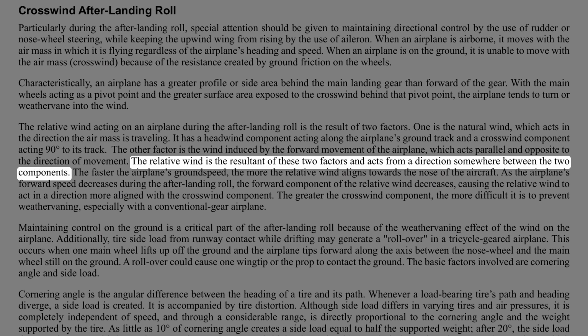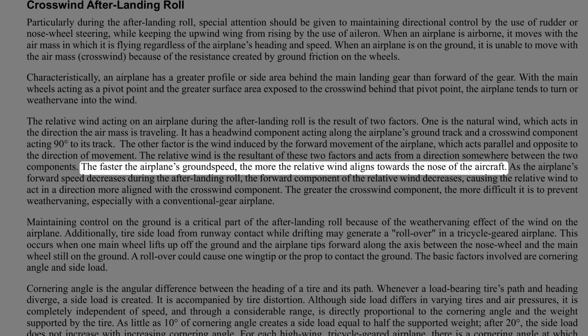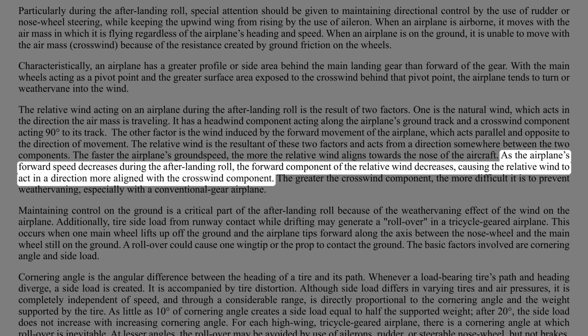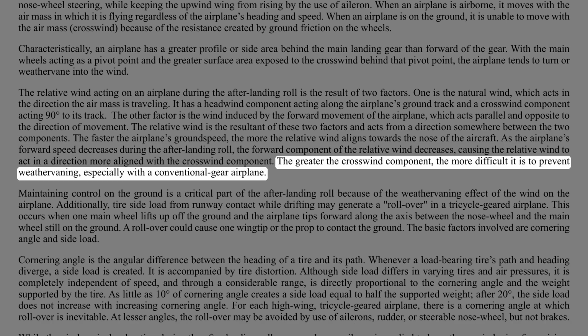The relative wind is the resultant of these two factors and acts from a direction somewhere between the two components. The faster the airplane's ground speed, the more the relative wind aligns towards the nose of the aircraft. As the airplane's forward speed decreases during the after landing roll, the forward component of the relative wind decreases, causing the relative wind to act in a direction more aligned with the crosswind component. The greater the crosswind component, the more difficult it is to prevent weather vaning, especially with a conventional gear airplane.